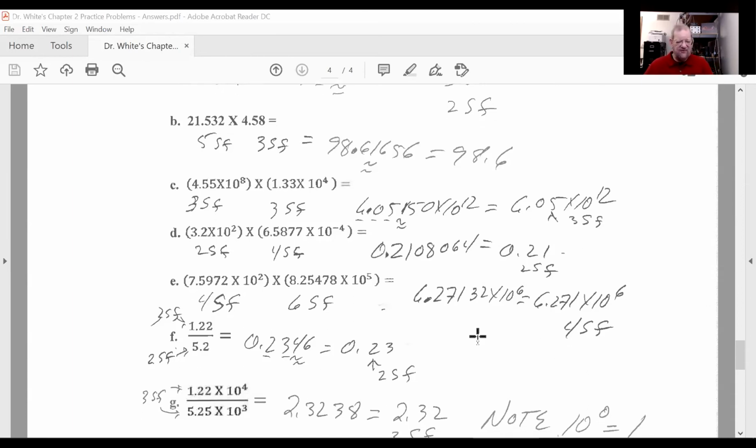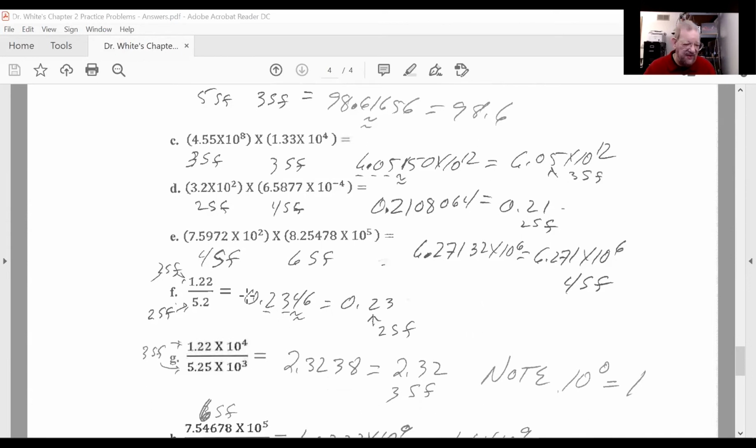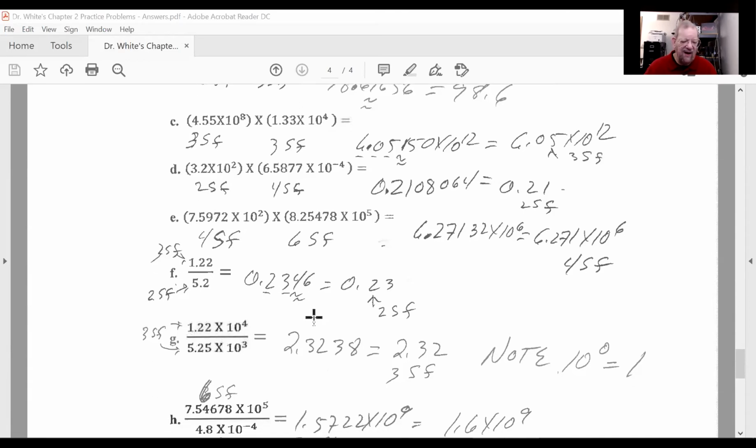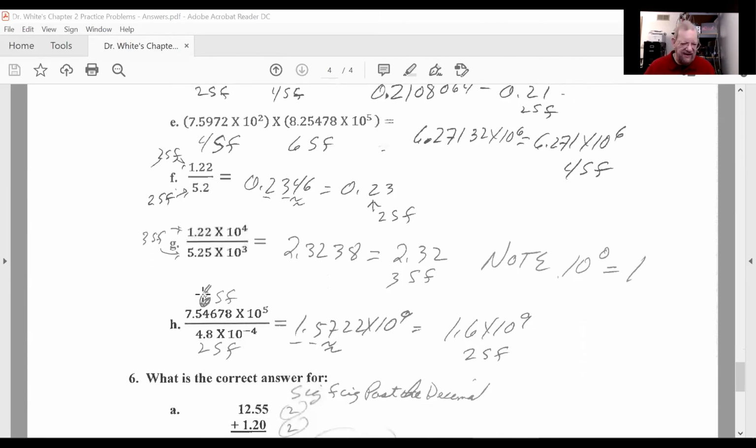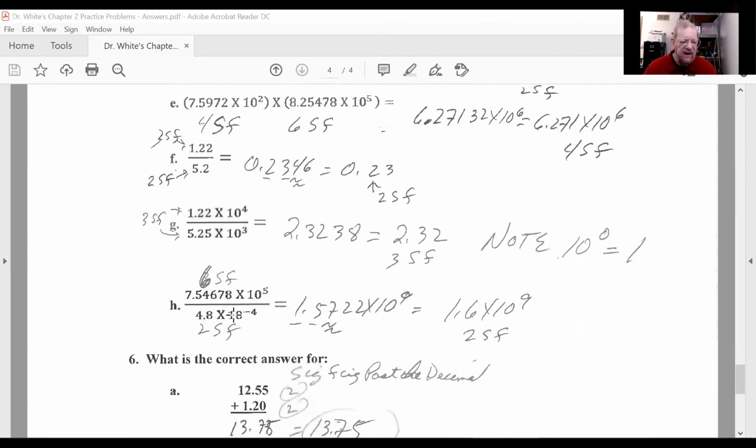Oh, I'm so crushed. And when you divide, you do the same thing, 1.22 divided by 5.232. It's division. You get 2 significant figures, and this is round off 2 significant figures. Now, important thing, when you're multiplying or dividing, let's do H first. You don't use 10 to the whatever power to determine significant figures. Only the number in front is used as significant figures.